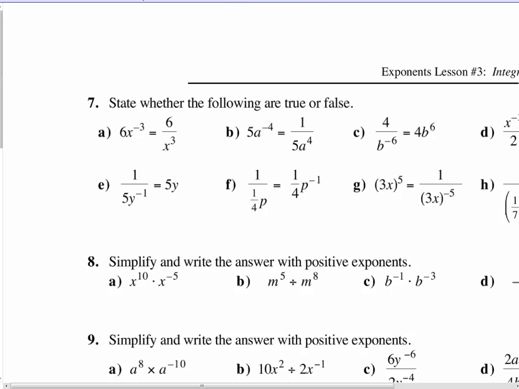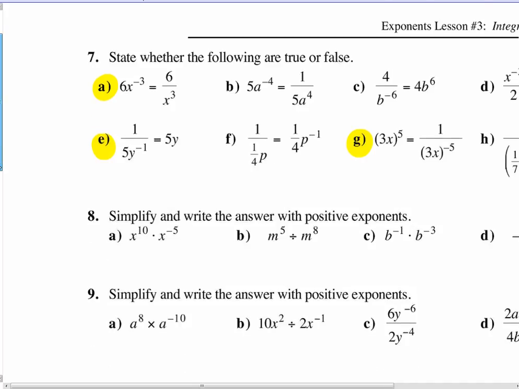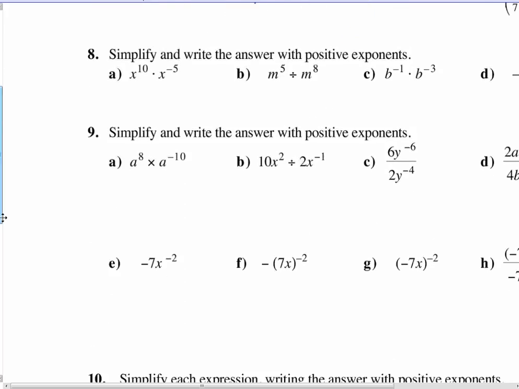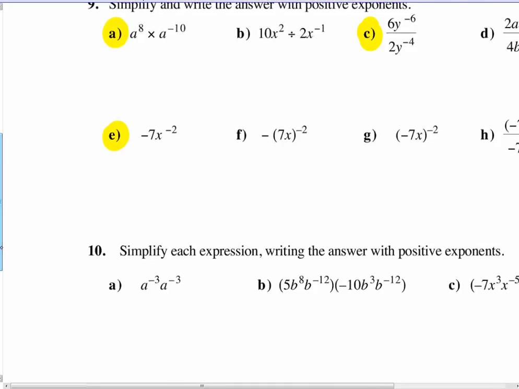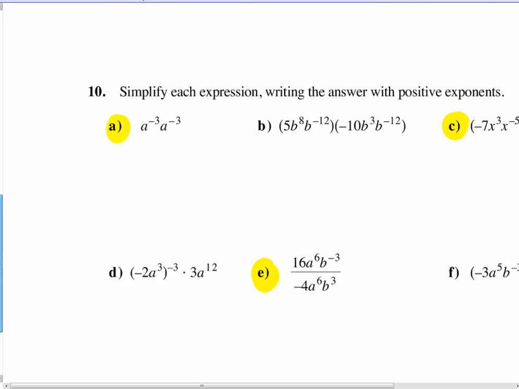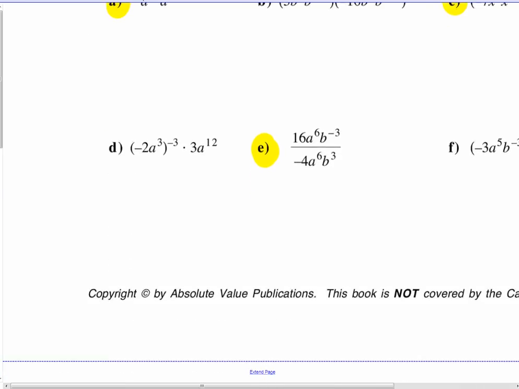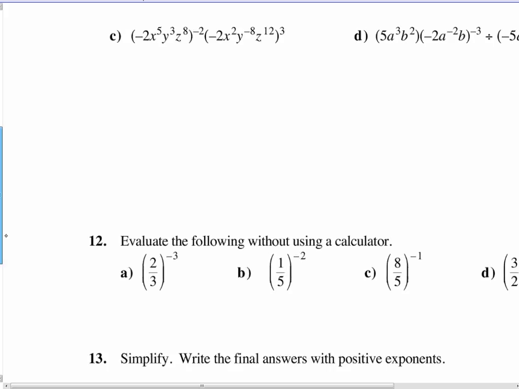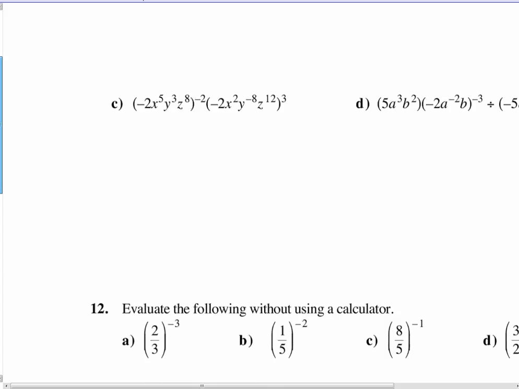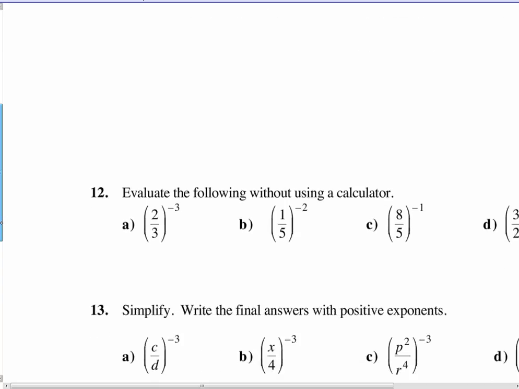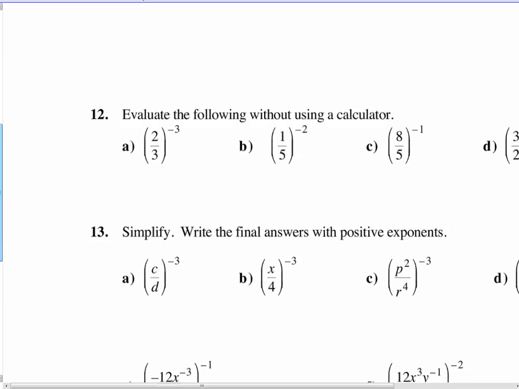Okay, so 7 is a weird one. A, E, and G. And then, no 8. 9 to 10 ACE. So 9 ACE. And then 10 ACE. Where's my E? Here it is. Okay. And then 12 to 13 B and D. So skip 11. You're welcome to do 11. They're great questions and great practice. 12 B and D. And 13 B and D.